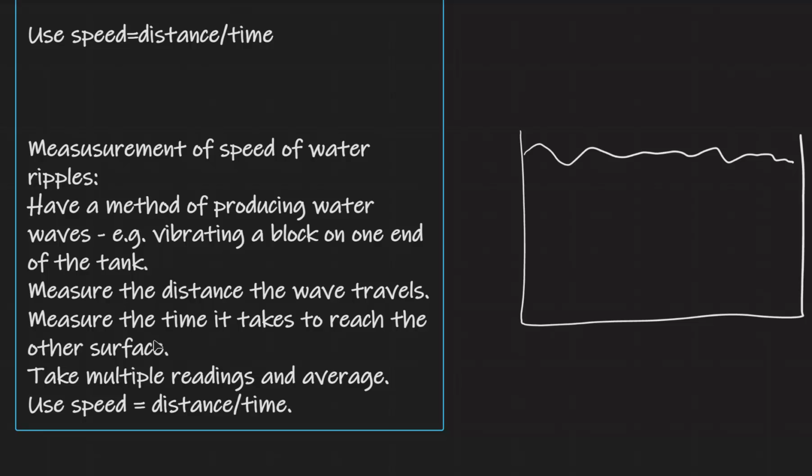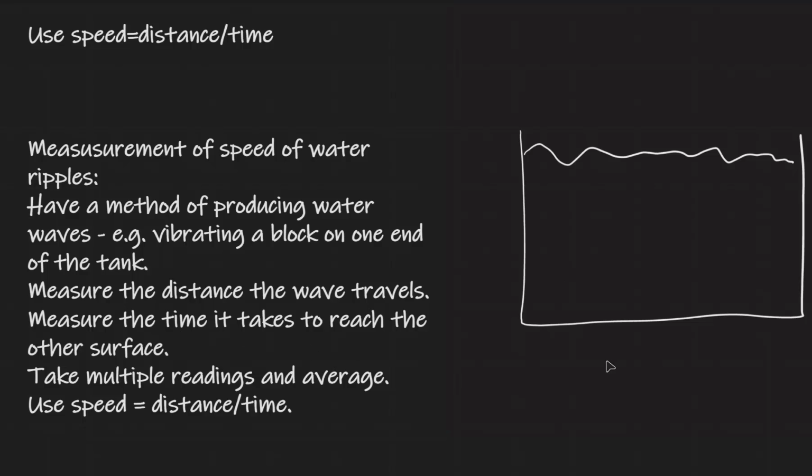The first thing that we need is a method of producing the water waves. One very easy way would be to have some sort of weight, and all we need to do is vibrate this up and down in a tank, a ripple tank, and this will produce a wave that will be traveling in this direction. We're going to be measuring the distance that it travels. In this case, this will be this distance here.